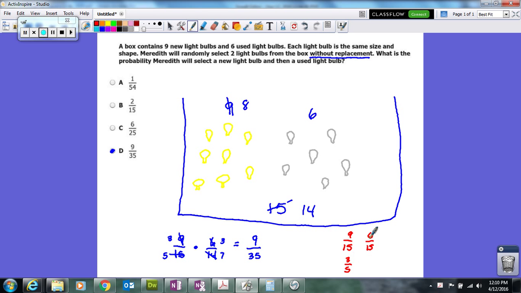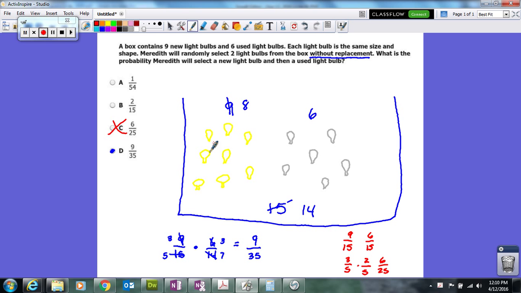So to simplify this again, 9 over 15 would simplify to 3 over 5. And 6 over 15 would simplify because 3 goes into both of these. 3 goes into 6 twice, and it goes into 15 5 times. This one would simplify to 6 over 25, and notice 6 over 25 is one of the answers. It is the wrong answer, but it is one of the answers because they're anticipating you will use replacement. But we are talking about without replacement. So that's probably the most common mistake students will make.